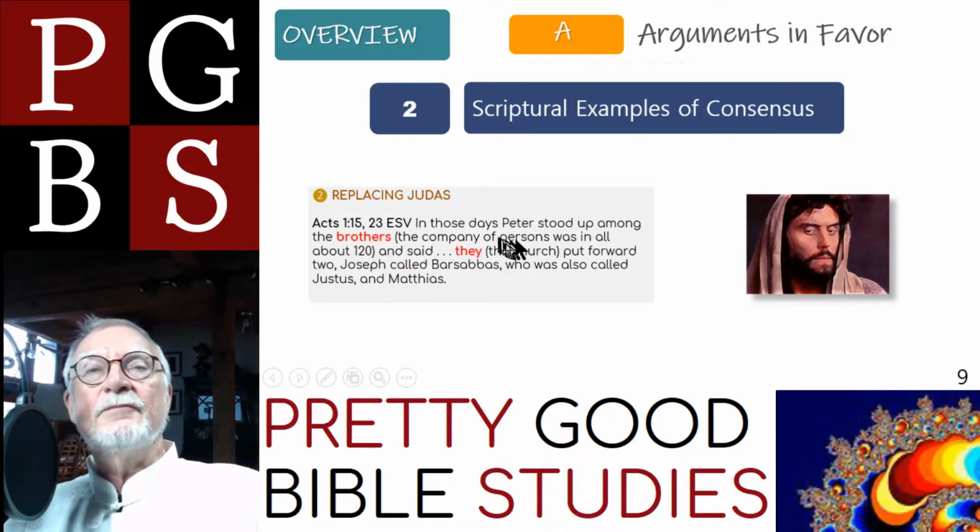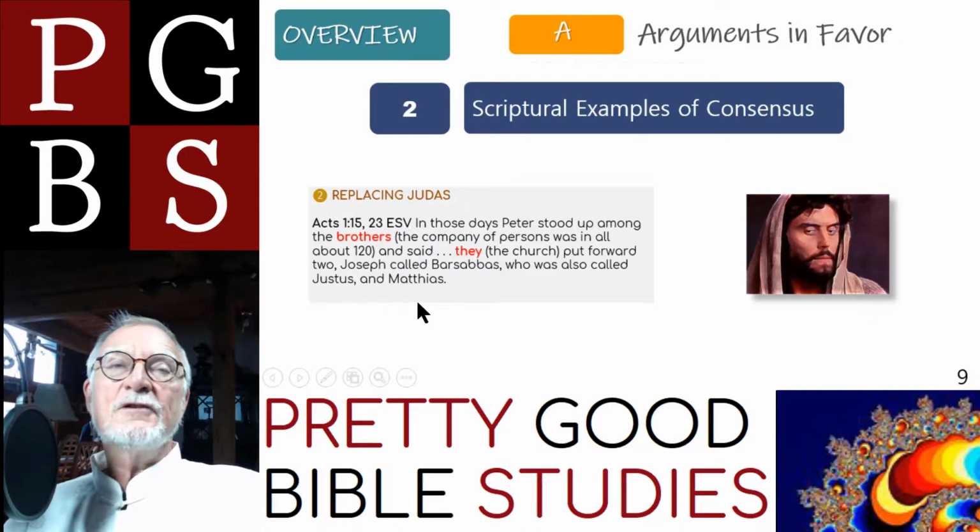that's the company of persons, which was all about 120, and said... And then in verse 23, they, the church, put forward two, Joseph called Barsabbas, who was also called Justus, and Matthias. And Matthias was eventually chosen.